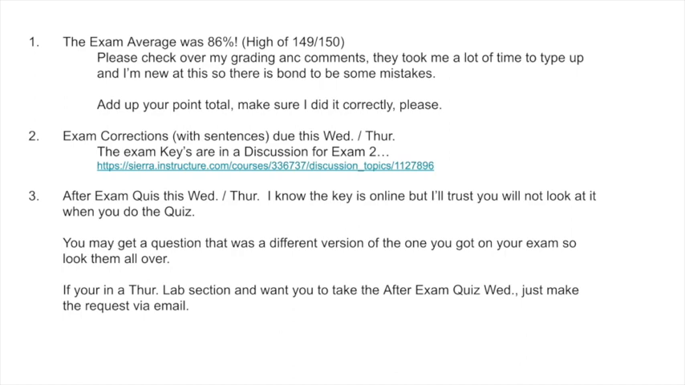So let's say the first question was alkyne nomenclature, and I had 3 different ones. You might have gotten an octyne, but then on the quiz, you might get the heptyne one, because I don't remember. I don't want to go through and figure out what each person had, but you should be able to do them all. So check those all out, learn from them, study it for the quiz. And if you want to take your quiz early, just let me know.